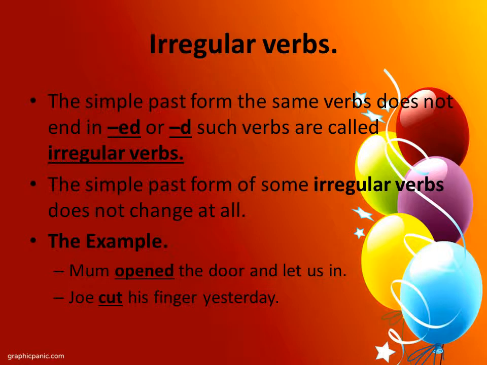Irregular verbs. The simple past form of some verbs doesn't end in ed or d. Such verbs are called irregular verbs. The simple past form of some irregular verbs doesn't change at all. For example: Mom opened the door and let us in. Joe cut his finger yesterday.